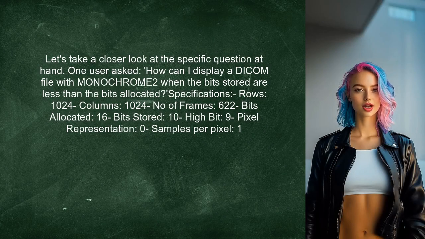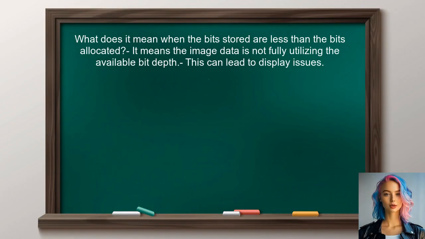One user asked, how can I display a DICOM file with Monochrome2 when the bits stored are less than the bits allocated? They provided some specifications for the image, which we'll discuss shortly. So what does it mean when the bits stored are less than the bits allocated? In simple terms, it means that the image data is not fully utilizing the available bit depth, which can lead to display issues. Understanding this is key to resolving the problem.